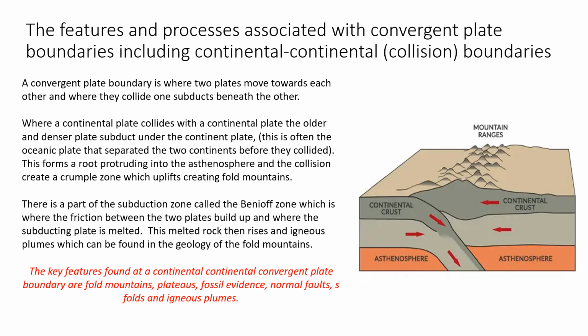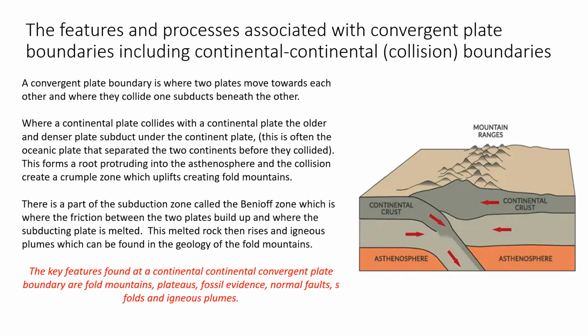And then finally, we will have continental-continental collision boundaries, or convergent plate boundaries. Now, these two continents will have been separated by an ocean. So originally, you would have had oceanic plates subducting beneath one of the continents. But as those two plates get closer and the ocean closes, you end up with just two continental crusts coming together.